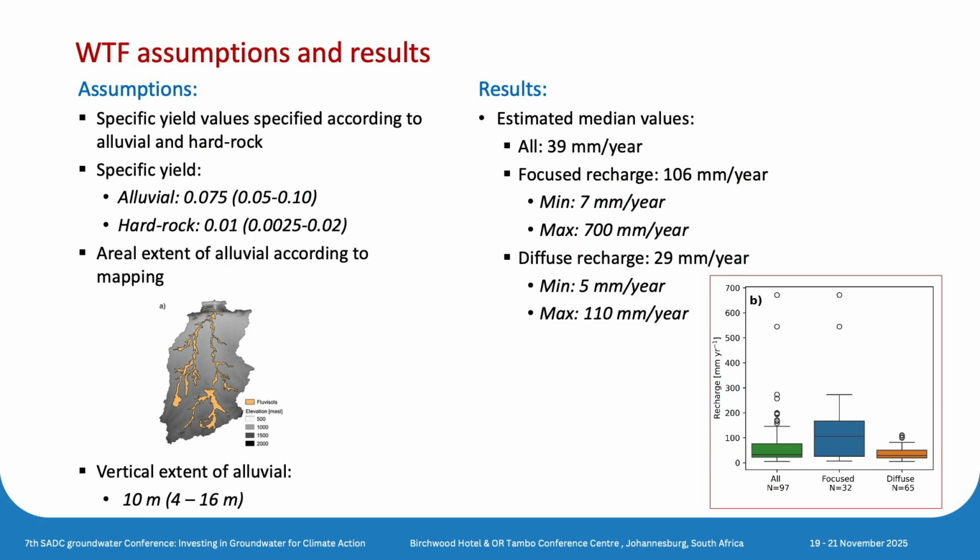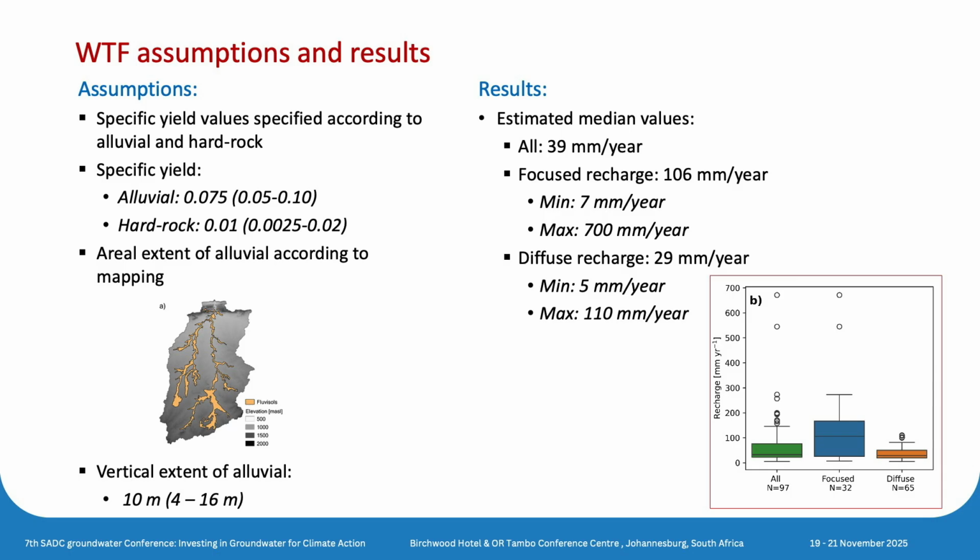In order to apply the water table fluctuation method, we have to assume values for the specific yield, and this is what is listed here: 0.075 for the alluvial, 0.71 for the hard rock. And of course, that is subject to uncertainty. The second assumption we have made is the areal extent of the alluvial deposits, according to this figure here. And then we have also assumed that the vertical extent of the alluvial is 10 meters, subject to this variation. Now, having done that, we can estimate the recharge at a mean level: 39 millimeters per year.